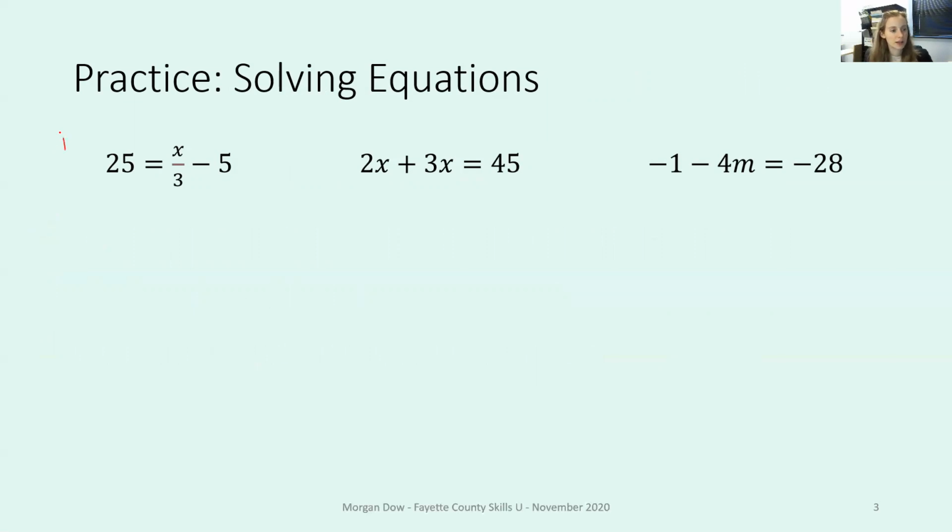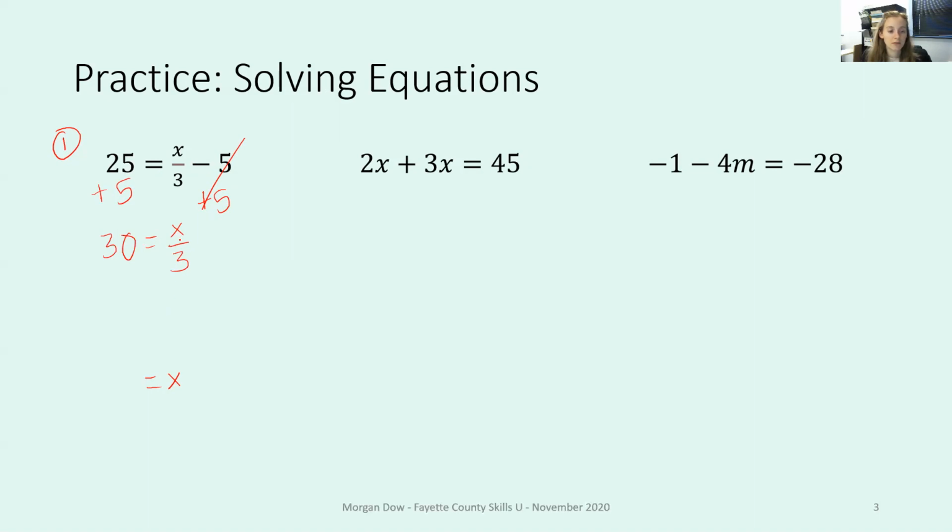All right, so the first example here, 25 equals x over 3 minus 5. We want to focus on the side with the variable, and it's our goal to eventually get that variable by itself. So I'm going to tackle addition and subtraction first. So I'm going to tackle that minus 5. How do I cancel it out? With a plus 5. That'll go to 0. Same thing to the other side. And so I have x over 3 on the right side, and I have 30 on the left side.